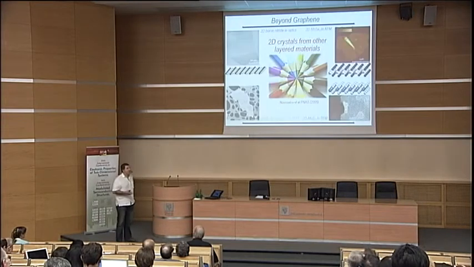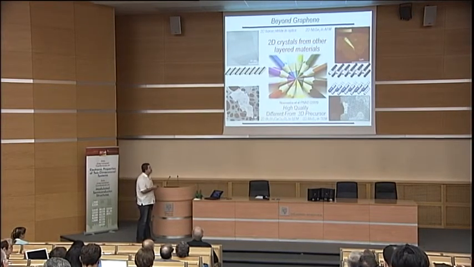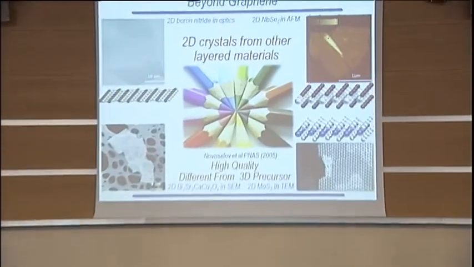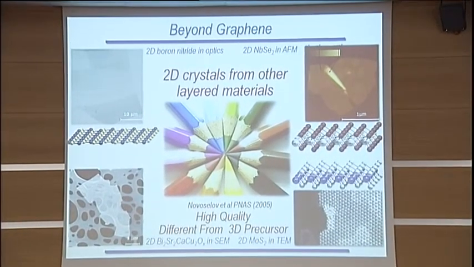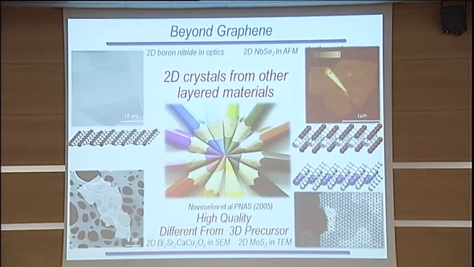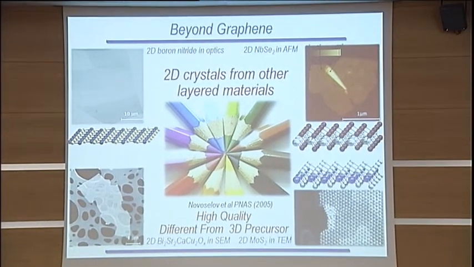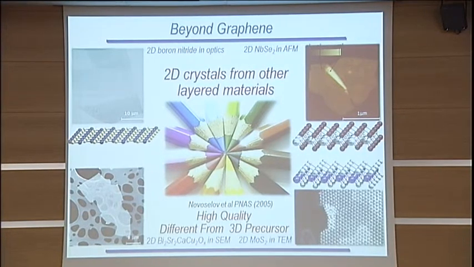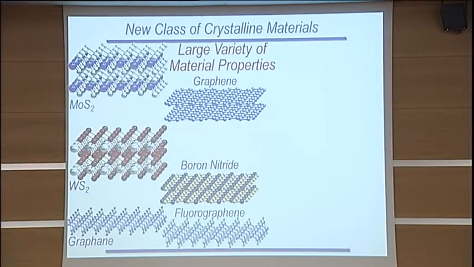And we now basically can expand our range into other two-dimensional crystals because of the huge variety of layered materials which are available to us. Probably the most popular now is boron nitride. However, there is a whole family of dichalcogenides there, some complex oxides, and in principle there are many, many more of those.